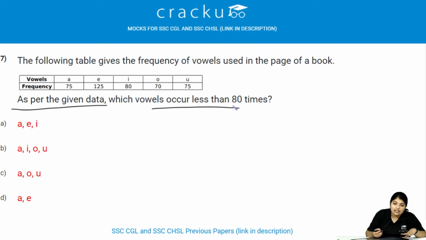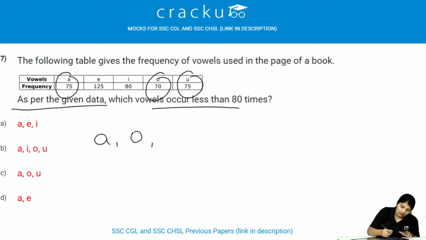Which vowels occur less than 80 times? Less than 80 times, the vowels that occur are, see, A, which is occurring 75 times, and O, that is occurring 70 times, and U, which is occurring 75 times again.